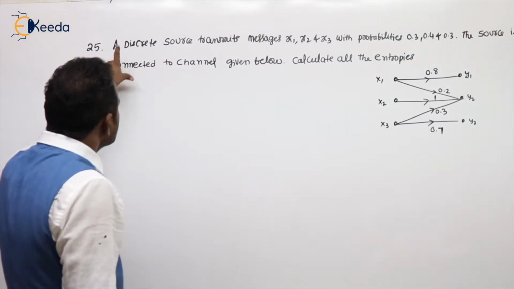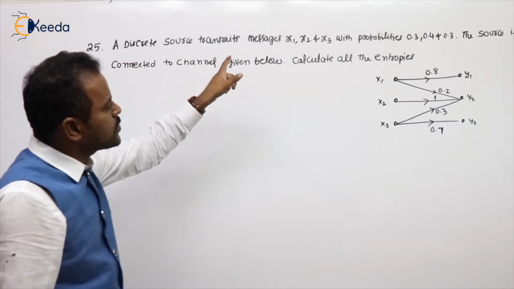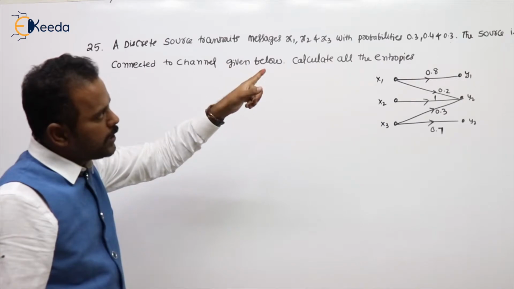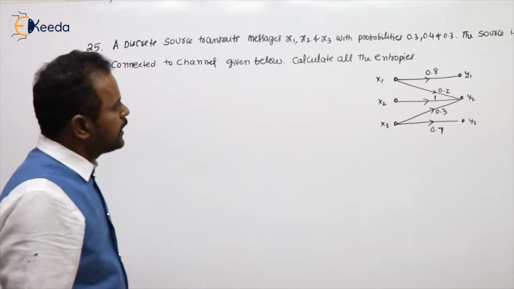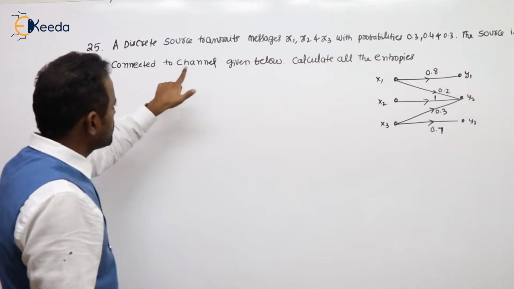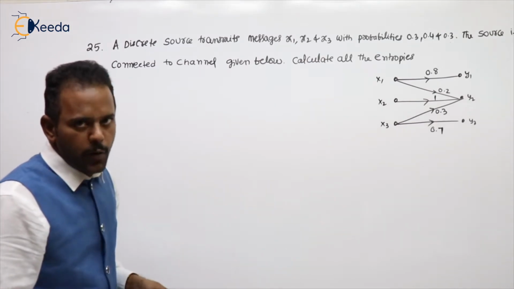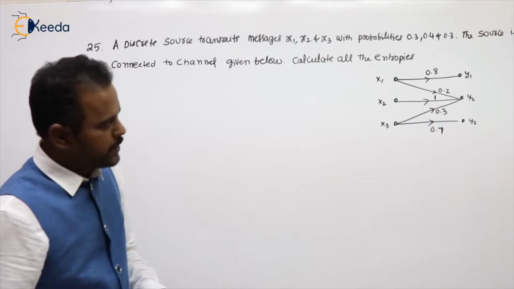A discrete source transmits messages x1, x2, x3 with probabilities 0.3, 0.4 and 0.3. The source is connected to the channel given below. Calculate all the entropies.